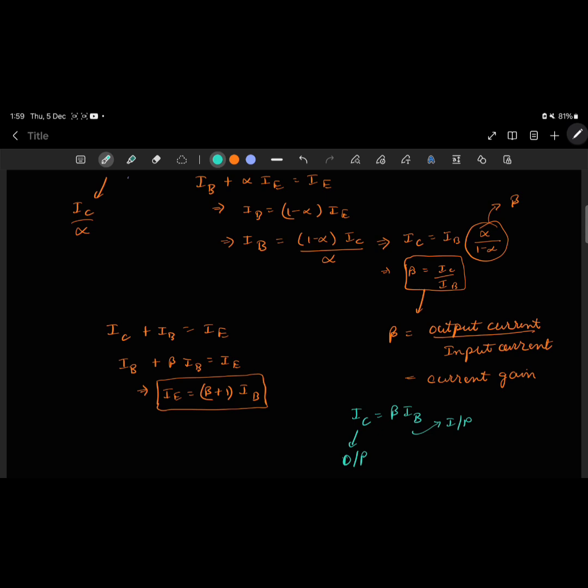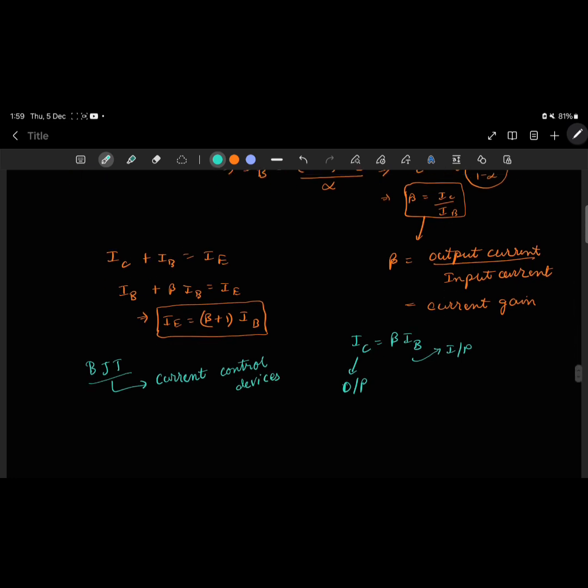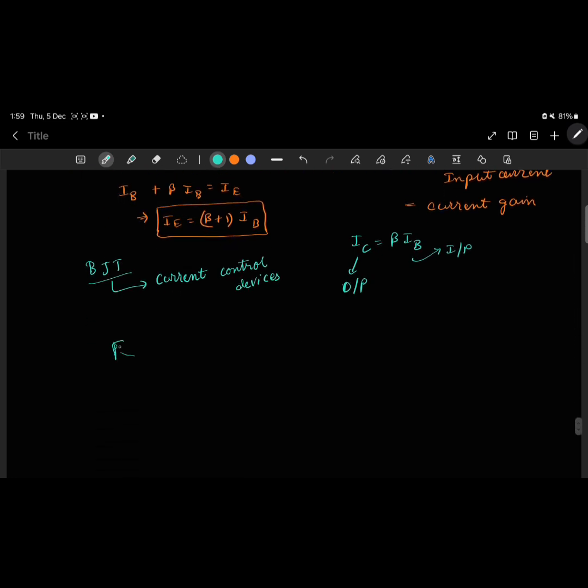This is why bipolar junction transistors are called current control devices. On the other hand, field effect transistors, which we will study in later videos, are voltage control devices.